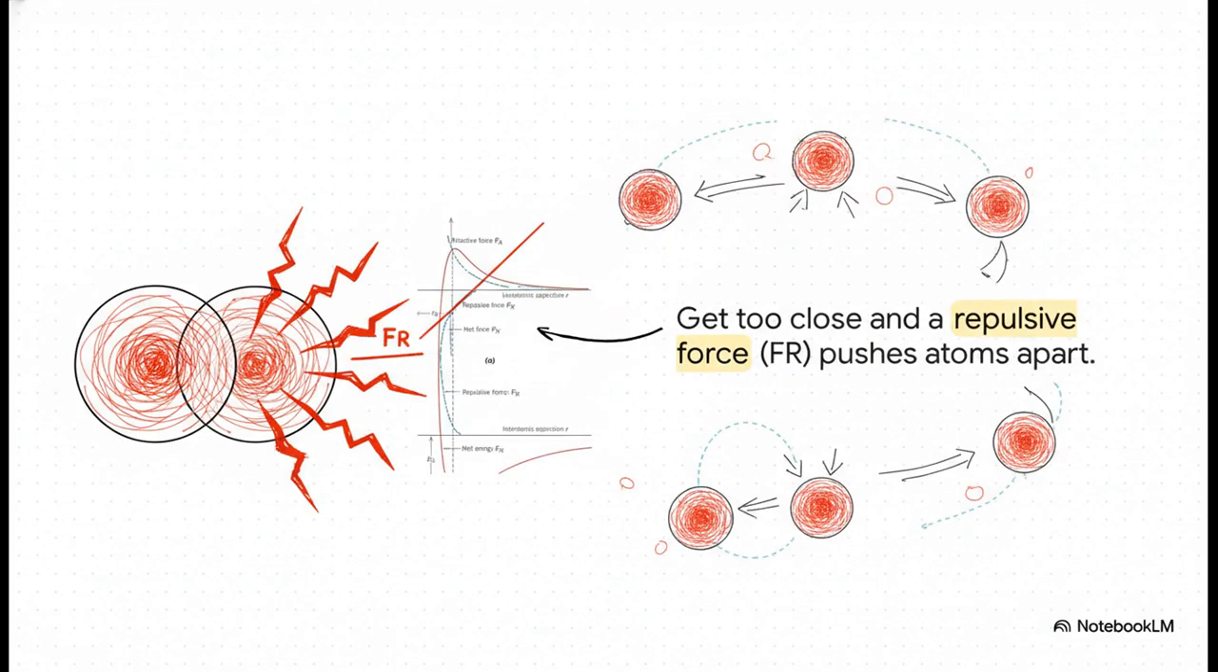But there's a limit. You can't just squish them together. If the atoms get too close, their electron clouds, which are negatively charged, start to overlap. And just like trying to push two magnets together the wrong way, this creates a massive repulsive force, that's the red line, Fr, that just skyrockets and shoves them apart. This is literally what keeps you from falling through your chair.